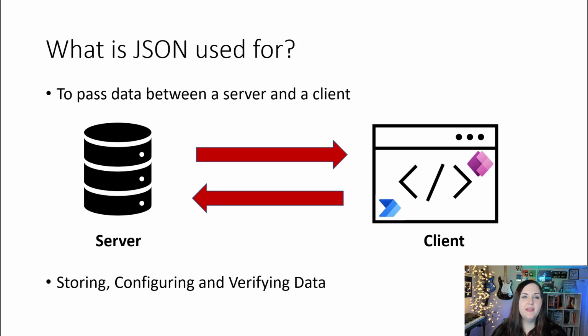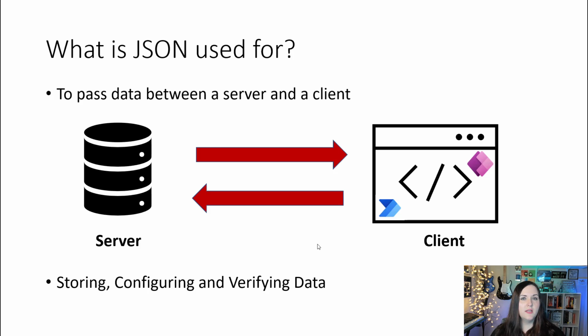So what exactly is this JSON used for? Well, it's commonly used to pass data from a client to a server. So it could be a web application you have, or if you're a Power Platform person like myself, you might have a custom connector that connects to a particular API and service. So you can use JSON to pass data back and forth between that. We use JSON in Power Apps often to pass data to Power Automate, but another big use case is just for storing, configuring, and verifying data.